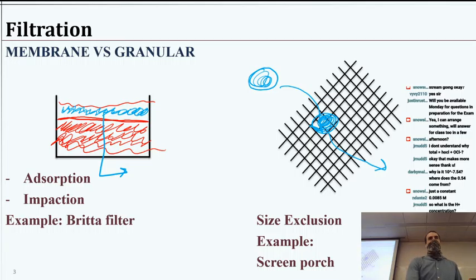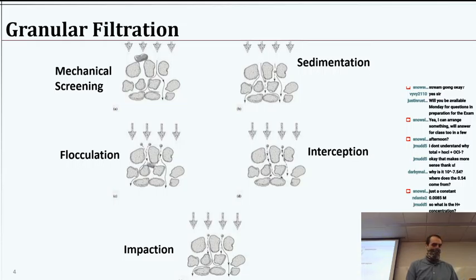But membranes, we can get very small, so that's the deal. Okay, so first we're going to talk about this granular filtration. That's what we're going to focus on.